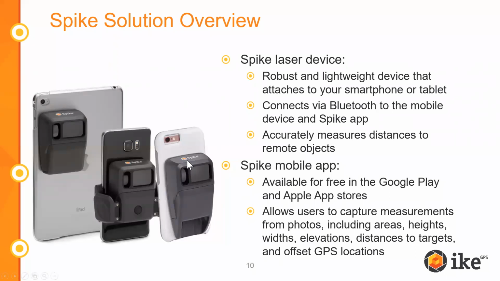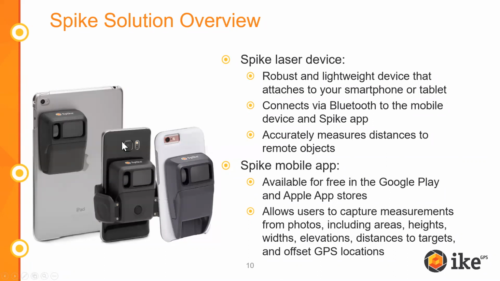And the laser rangefinder Bluetooths into the smartphone or to the tablet. And with the smartphone or tablet, that is where we use the camera to be able to take the photo, but we also use the GPS, inclinometer, compass, all that handy information from the mobile device to be able to photo rectify the photo itself, so that our measurements are accurate. And that allows us to accurately measure distances to remote objects.